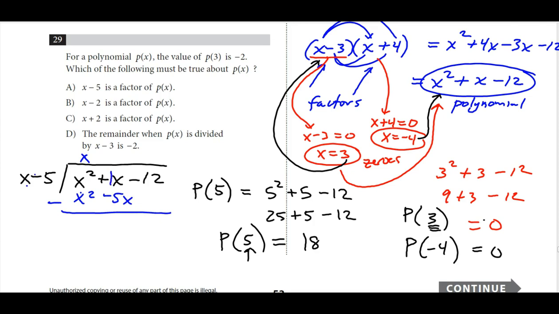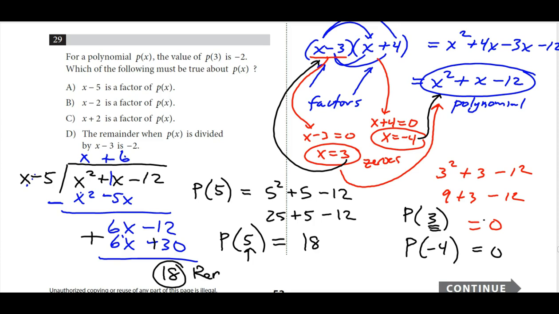And I have 1 subtract a negative 5. Well, that would be 6x, and I bring the minus 12 down. And then x goes into 6x 6 times, and then multiply backwards, you get 6x minus 30. And then when I subtract those two, I get negative 12 plus a positive 30, I get 18. And this is called my remainder. So the big idea is this.